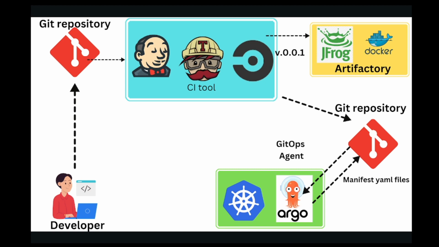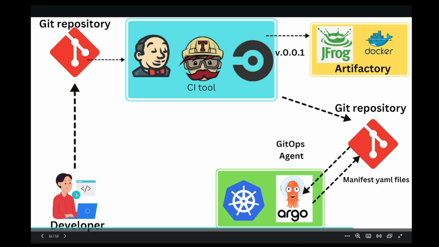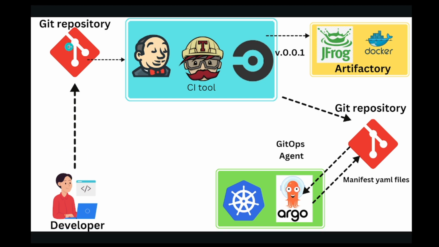Now coming to the GitOps process, the CI process will remain the same. The developer will write the code and push it to your Git repository. The CI tool will do the build and testing and generate some jar files, or you can say Docker images, Helm charts, which will be stored in your JFrog or Docker Hub. So this process will be the same, but the difference comes in the CD process.